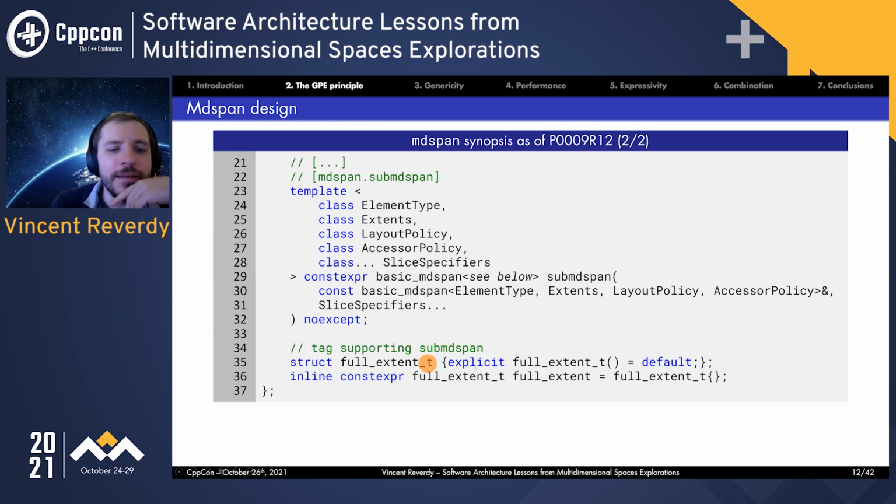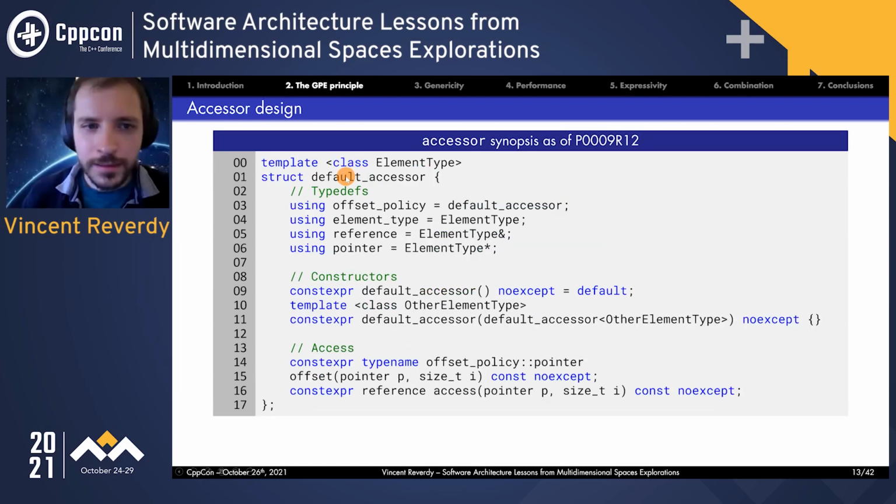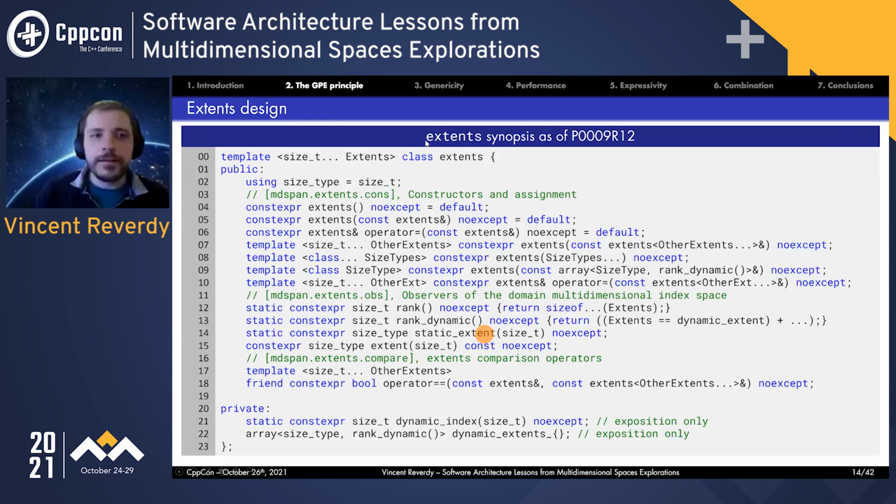And then after that, there are some tags that are, as I said, supporting the mdspan thing. So on top of the main class, there is also a default accessor that allows people to specify the mapping between the memory and the indices. And then on top of that, there is the extents policy, which comprises a set of constructors and assignments, observers of the domain of multidimensional index space, and some comparison operators.